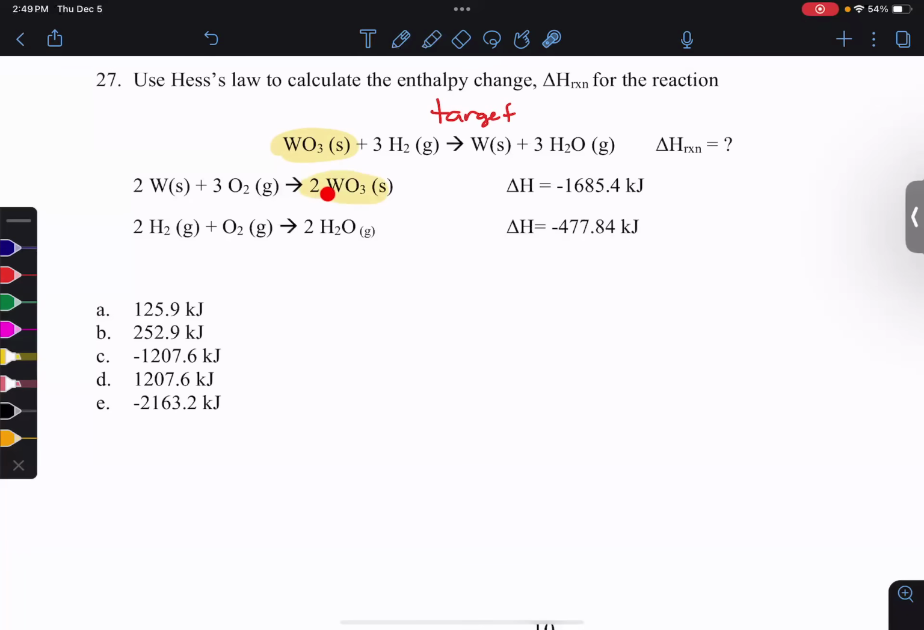And I notice, oh, this WO3, it's in the wrong number and it's on the wrong side. So I need to flip this reaction. So I want to flip it and I want to divide it by 2. So if I do that, I have to multiply by -1/2. All right?